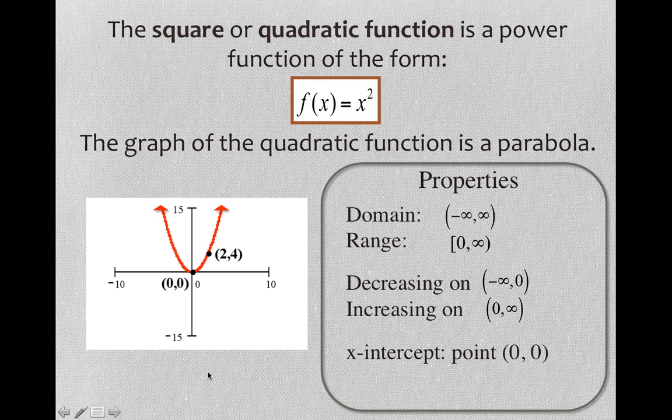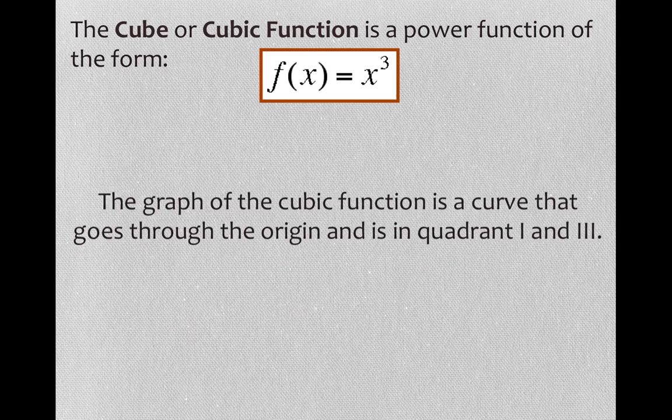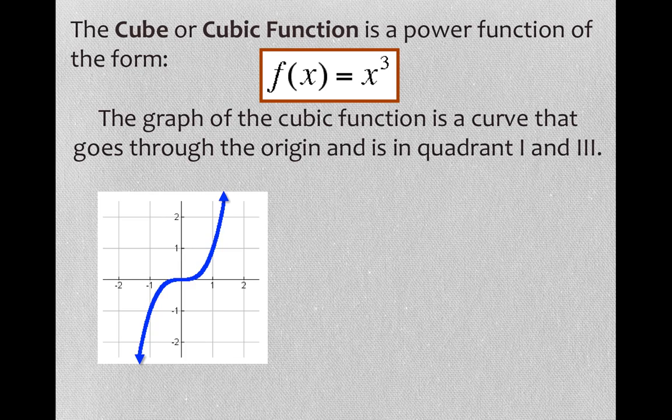When it moves away from that number over an interval, you can tell whether it increases or decreases. The x-intercept of the quadratic function is (0, 0), which is the origin. The y-intercept is also (0, 0). The cube or cubic function is a power function of the form f of x equals x cubed. This is the graph of the cubic function. It's a curve that goes through the origin and is in quadrant 1 and quadrant 3.